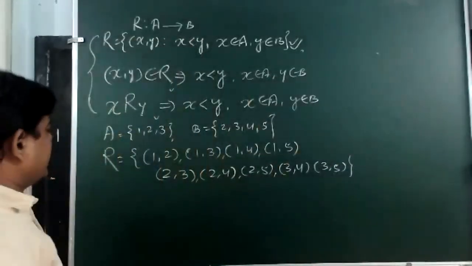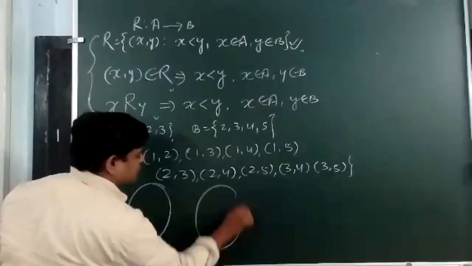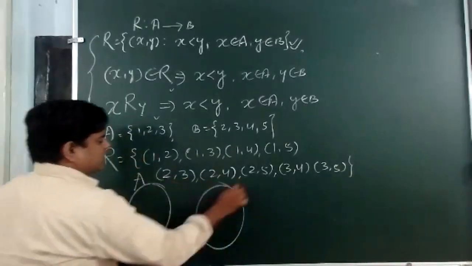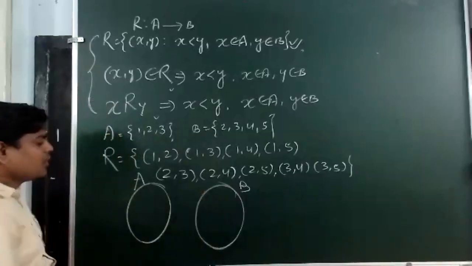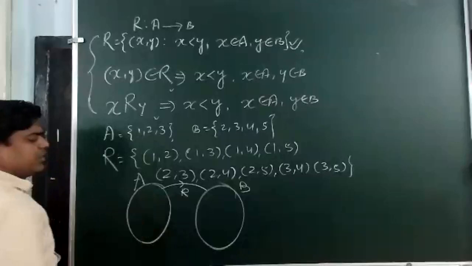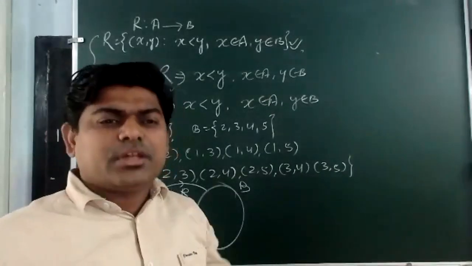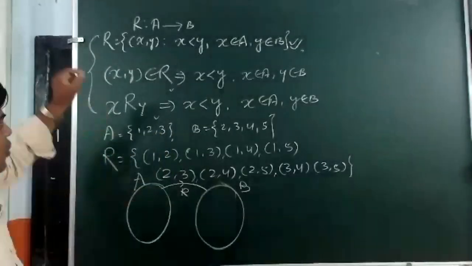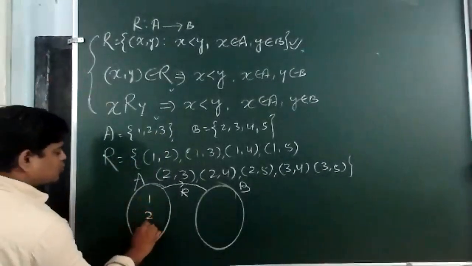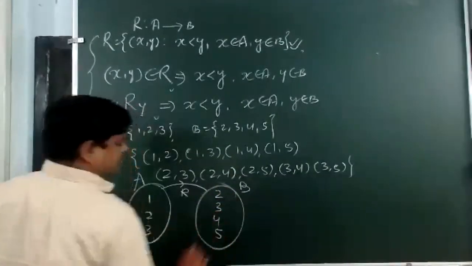For that, what can I do? I am having this one and this one. This is A and this is B. One relation is defined from A to B. We will show like that. What relation is defined from A to B. And now all the elements of A, 1, 2, 3, and here I am writing 2, 3, 4, 5.